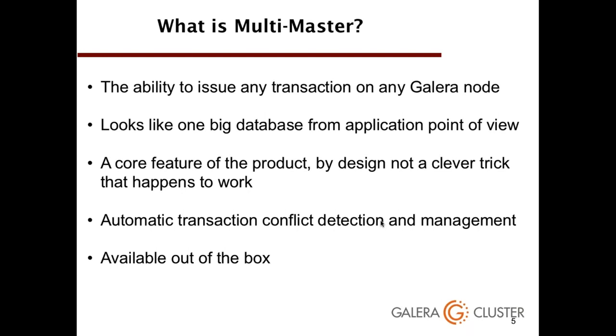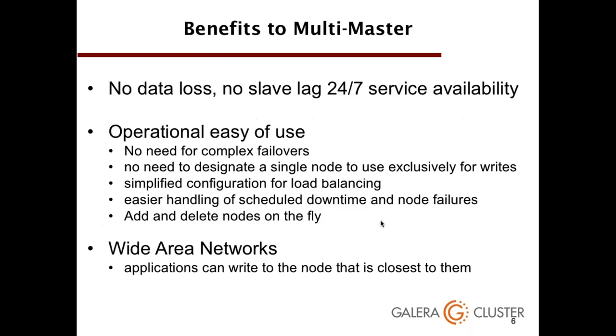But of course, you can configure it to use as a one master and several slaves as well if you want to, but typically people use it as a multi-master. And the benefits of the multi-master, opposite to master-slave replication, is that there is no data loss, you don't have slave lag, and it offers 24/7 service availability. And the operational ease of use are significant.